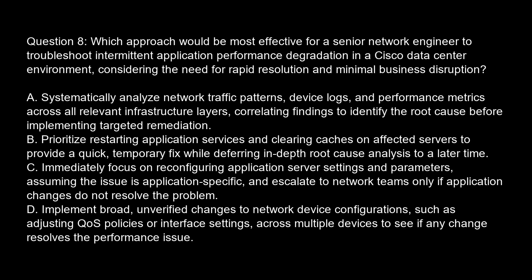Option B. Prioritize restarting application services and clearing caches on affected servers to provide a quick, temporary fix while deferring in-depth root cause analysis to a later time. Option C. Immediately focus on reconfiguring application server settings and parameters, assuming the issue is application-specific, and escalate to network teams only if application changes do not resolve the problem. Option D. Implement broad, unverified changes to network device configurations, such as adjusting CoS policies or interface settings, across multiple devices to see if any change resolves the performance issue.